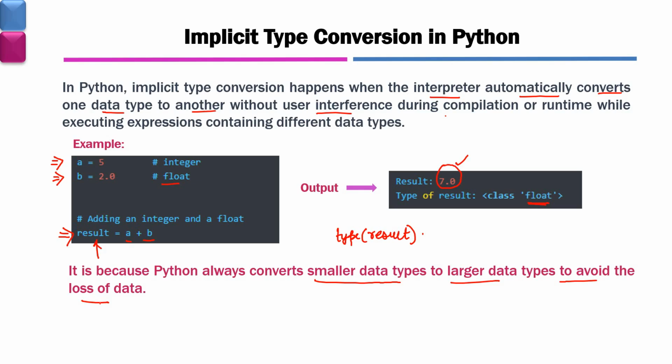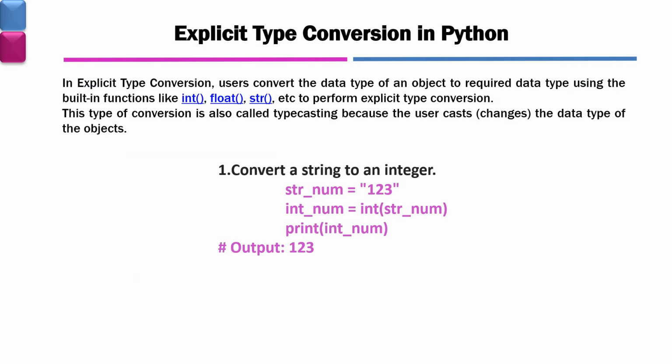We will see some more examples when we move on to Jupyter. Now, suppose you want to change a variable from a higher data type to a lower data type. In the previous case, we converted the integer to float, but suppose I want to convert in the opposite manner, float to integer. In that case, implicit type conversion is ineffective. So what would you do? In that case, we have to make use of explicit type conversion. This is done by the programmer manually, who changes the data type of a variable using some built-in function. So what is explicit type conversion? In explicit type conversion, users convert the data type of an object to the required data type using built-in functions like int, float, or str to perform this conversion. This is also called typecasting, because the user casts, that is, changes the data type of the object.